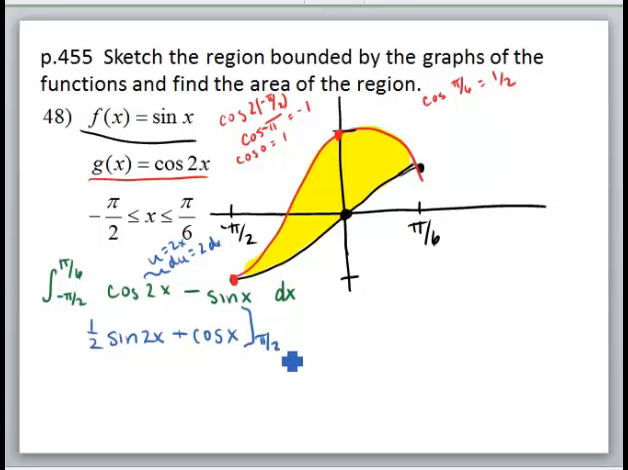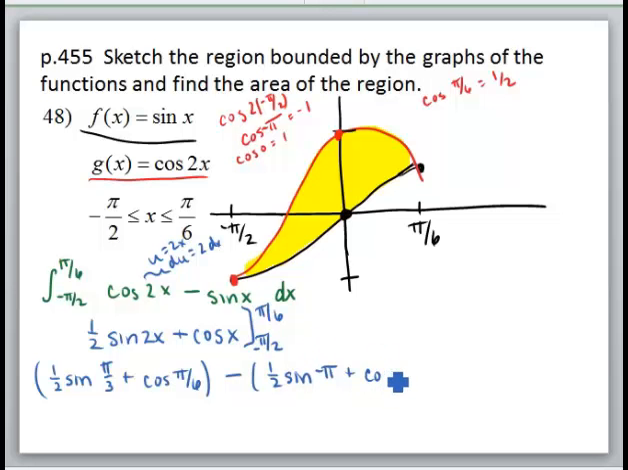Then what we're going to have to do is plug in our negative pi over 2 and our pi over 6. So I'll start by plugging in the pi over 6. So I've got 1/2 sine of pi over 6, here would be pi over 3, plus cosine of pi over 6, minus, plug in your negative pi over 2, 1/2 sine of negative pi plus, plug in your other part, so I have cosine of negative pi over 2.